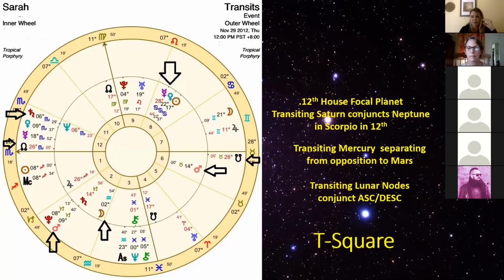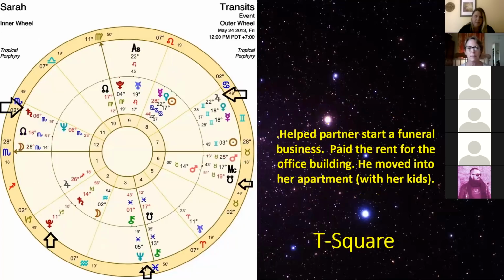It's kind of like this change point, this moment. You could have taken another route, but this relationship is coming back in to help you understand something about yourself. So exactly. Next year, we're going to look at the next time Saturn hits this spot in May of 2013. So this is the next moment, and in this moment it's retrograde, right? So it's back. And you're together, and you're starting a funeral business service thing. Can you share what that is?